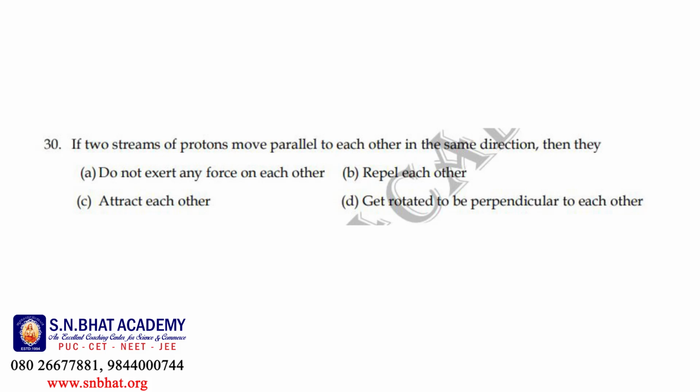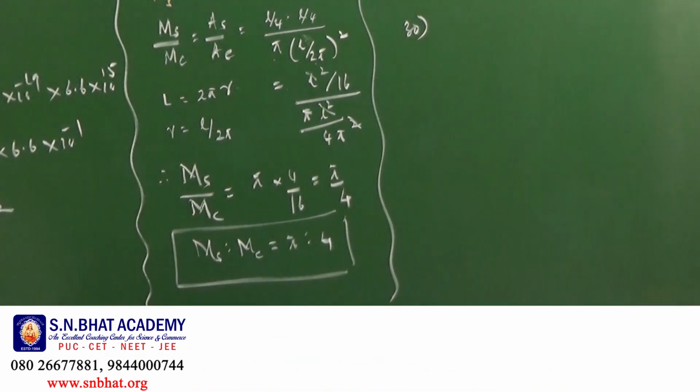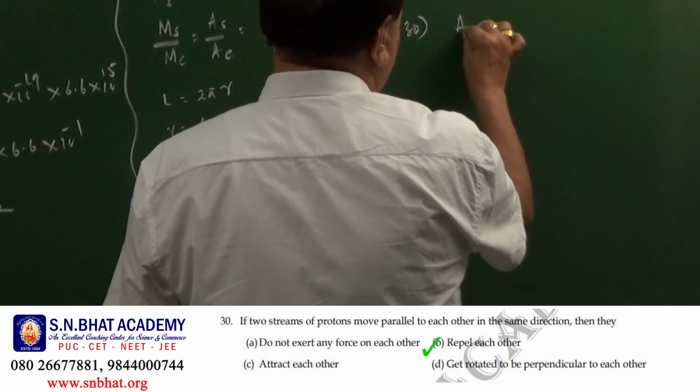Next is question number 30. If two streams of proton move parallel to each other in the same direction, then they do not exert any pressure. Mark for B, they repel each other. Answer for this question is equal to B.